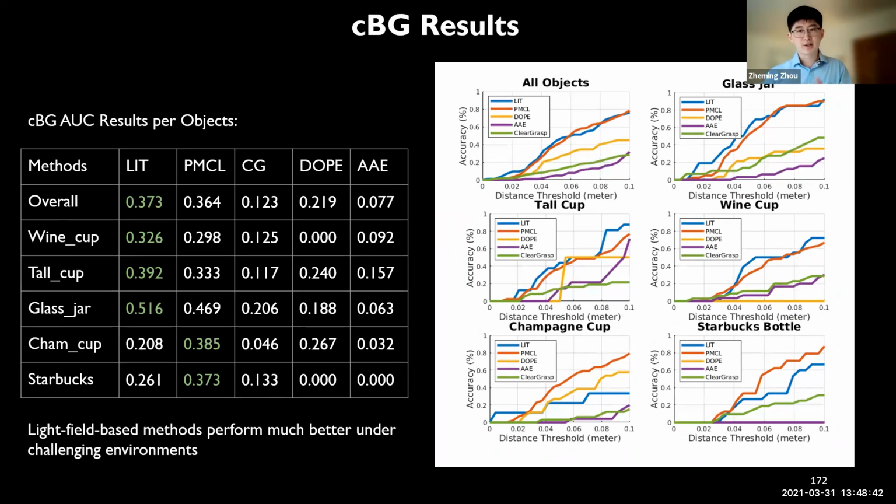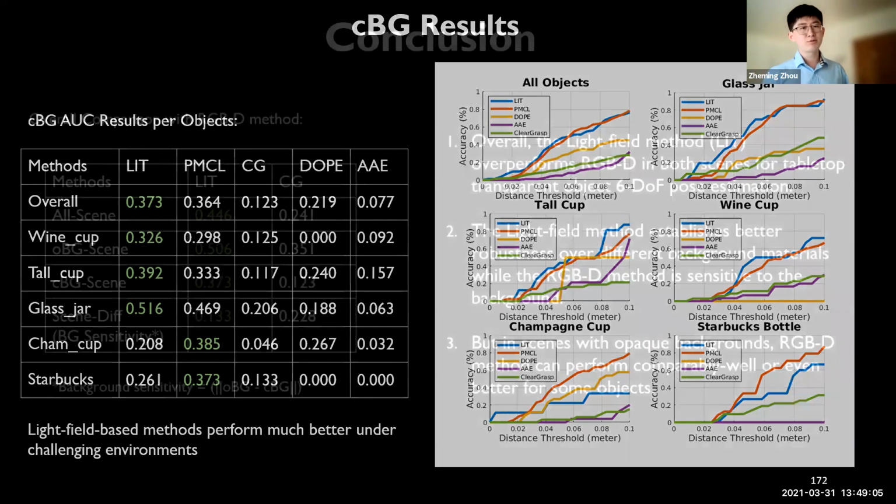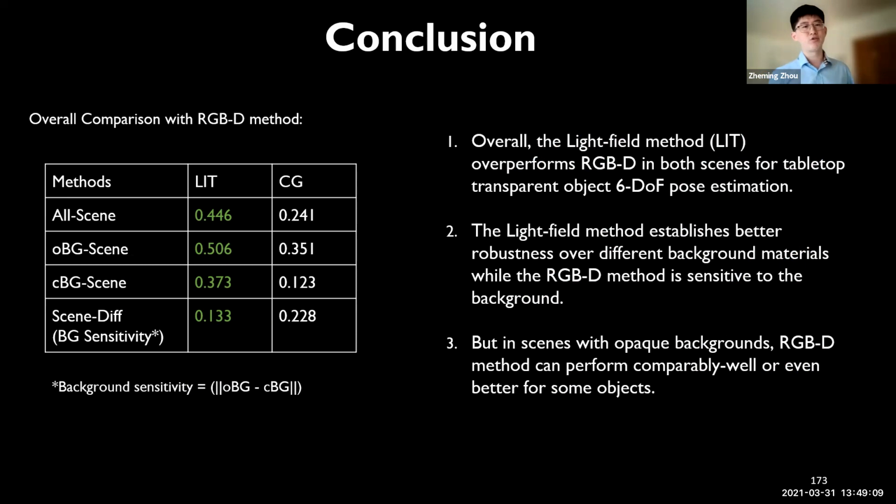Here are the results of the challenging background. We can see that the light field methods, both LIT and PMCR, perform comparably well in these cases. If you look at the blue lines and the orange lines, both perform much better than the RGBD-based methods. In conclusion, our method LIT still outperforms RGBD methods in both settings for tabletop transparent object pose estimation. But the light field methods are less sensitive to background changes, while the RGBD-based methods rely more on those features. For an opaque background scenario, RGBD methods can perform comparably well or even better for some objects.